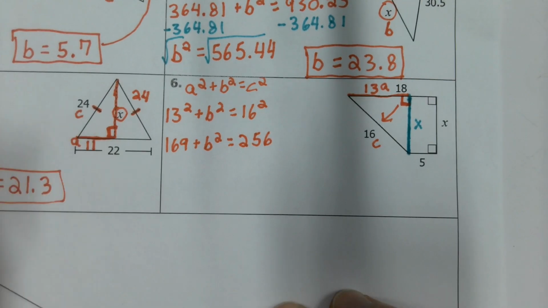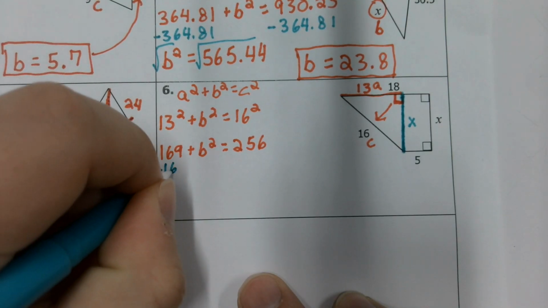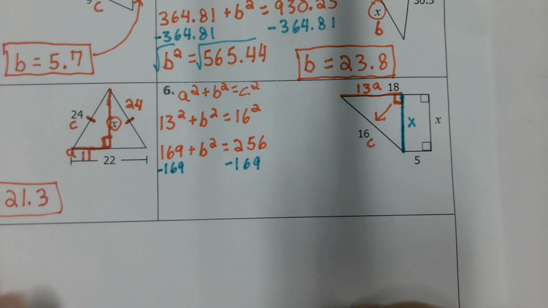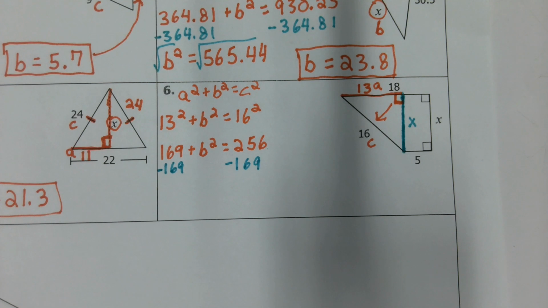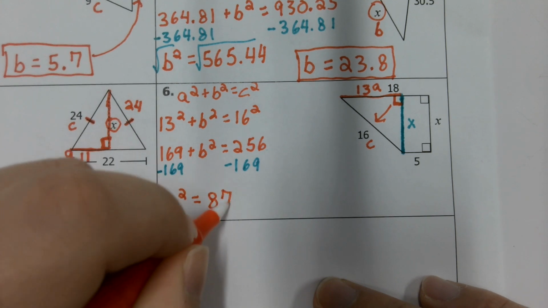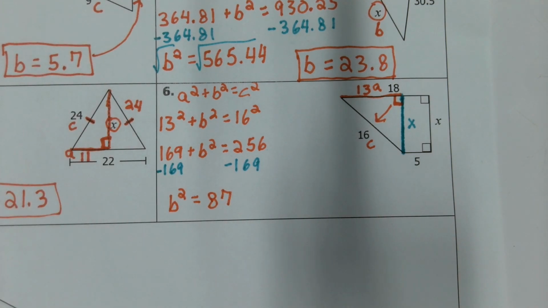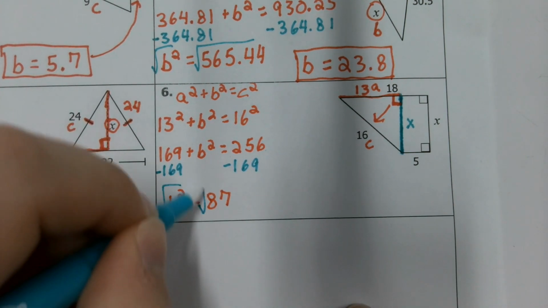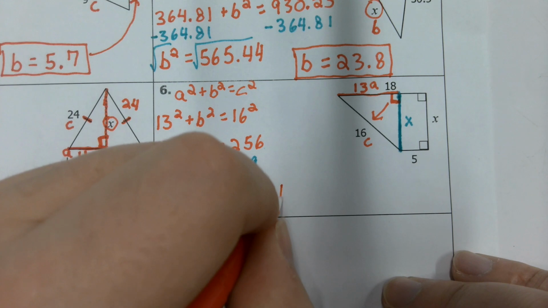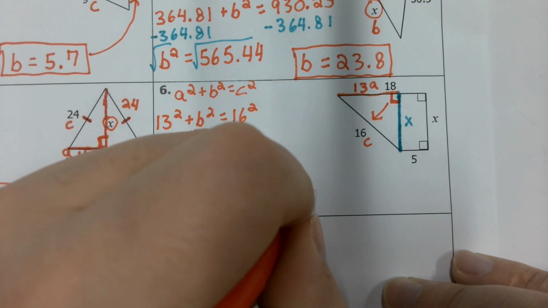Again, subtract 169 from both sides. I get 87. So B squared is equal to 87. But again, that's not our final answer. We need to take the square root. That should be a little over 9, 9.3. So B equals 9.3.